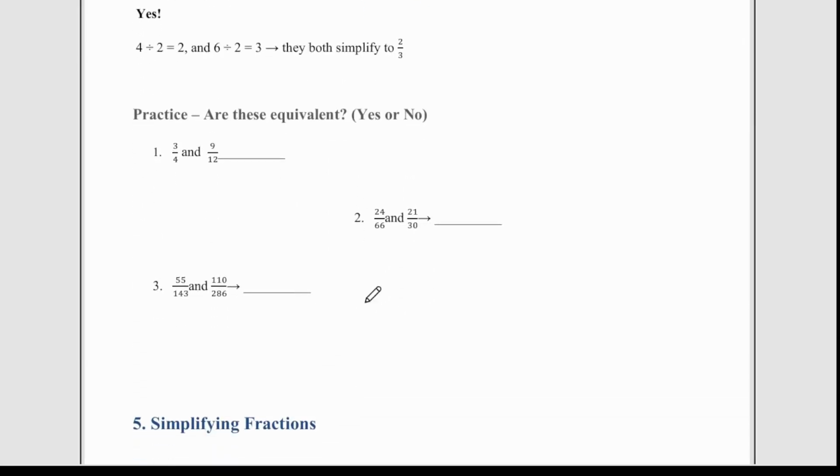So let's practice that skill a little bit. So if I'm going to practice this skill a little bit more, if, for example, I'm comparing 3/4 and 9/12, I may initially notice a pattern.